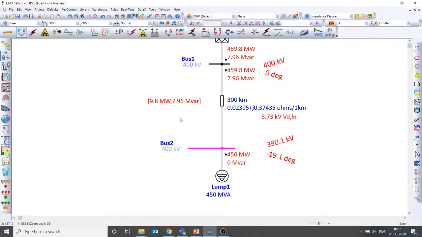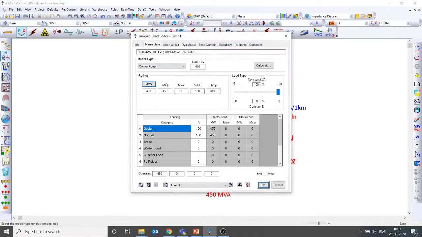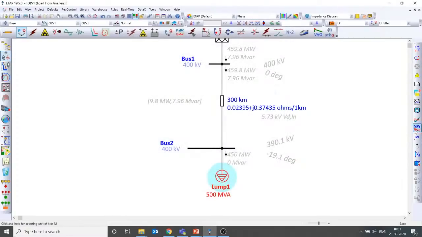The line was injecting about 152 MVR when there is no load, and the same line was injecting about 66 MVR when the load is about 300 megawatt. Now this line is consuming 7.96 MVR when it is carrying 450 megawatt. And if I go slightly higher, it will consume more reactive power.